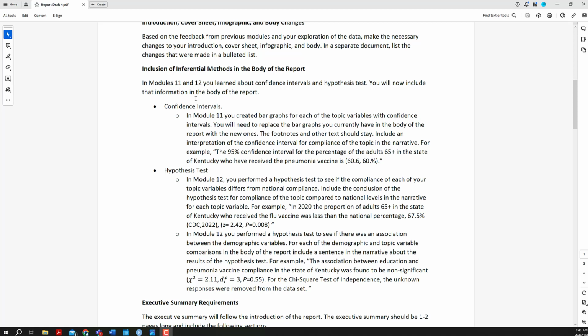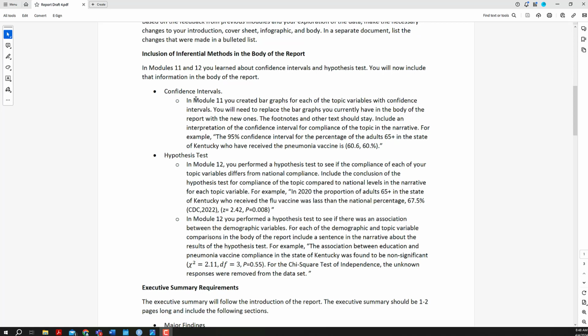Also for each of your topic variables, you're going to also include information about the hypothesis test, and this will be the hypothesis test where you compared it to some national percentage. And so again, you've already done all of the work for this in the previous worksheets. We're just incorporating it into the draft.